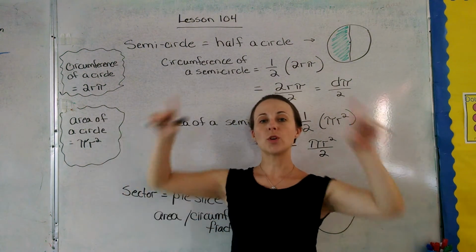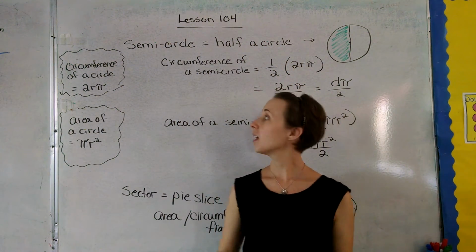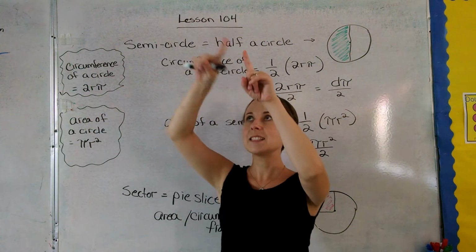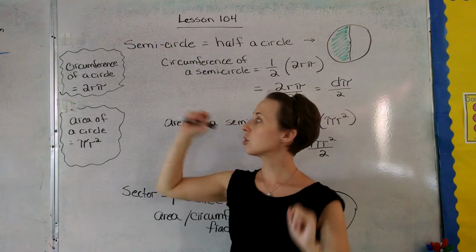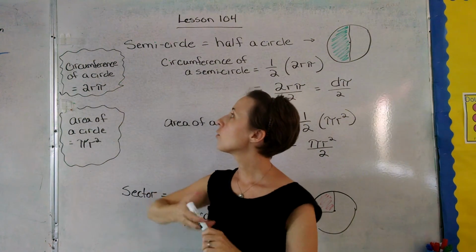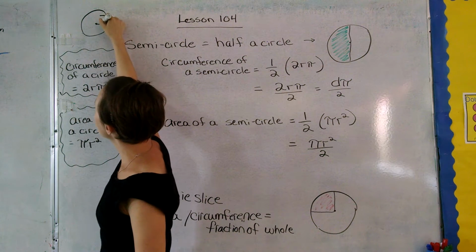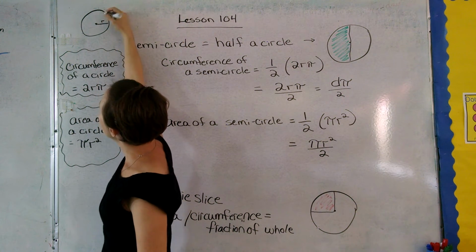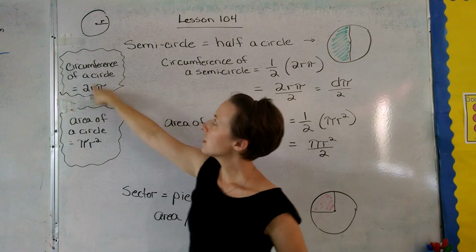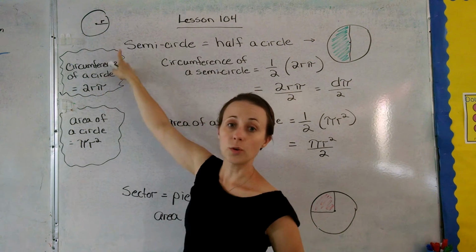When we have a full circle, the distance around a circle is called the circumference. We have a formula for circumference that we learned in a previous lesson. To find the distance around the circle, which is the circumference, we take 2 times the radius. The radius of a circle, just in case you've forgotten, is the distance from the center to the outside. I'll put a little r here for radius. If we take 2 times the radius times pi, that will give us the circumference of a circle.